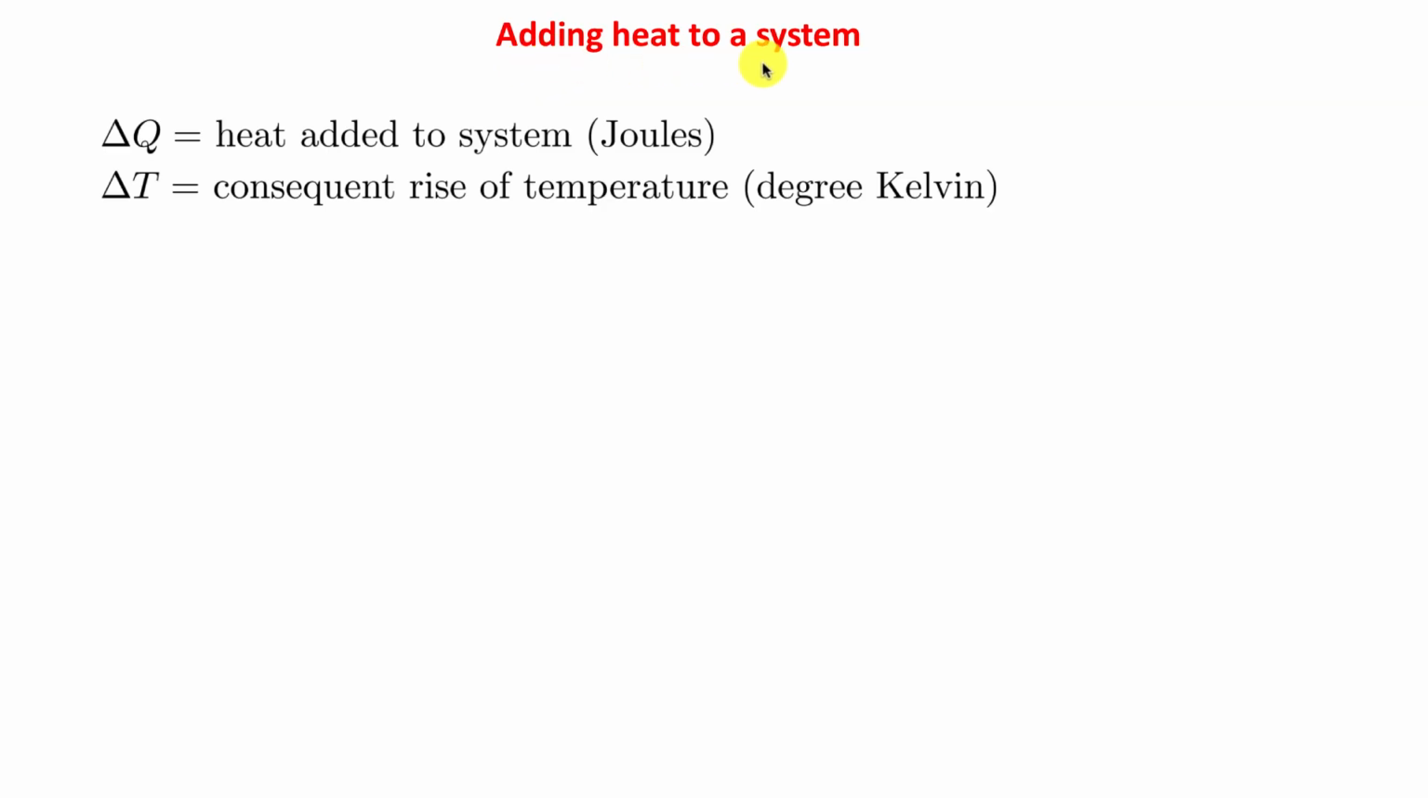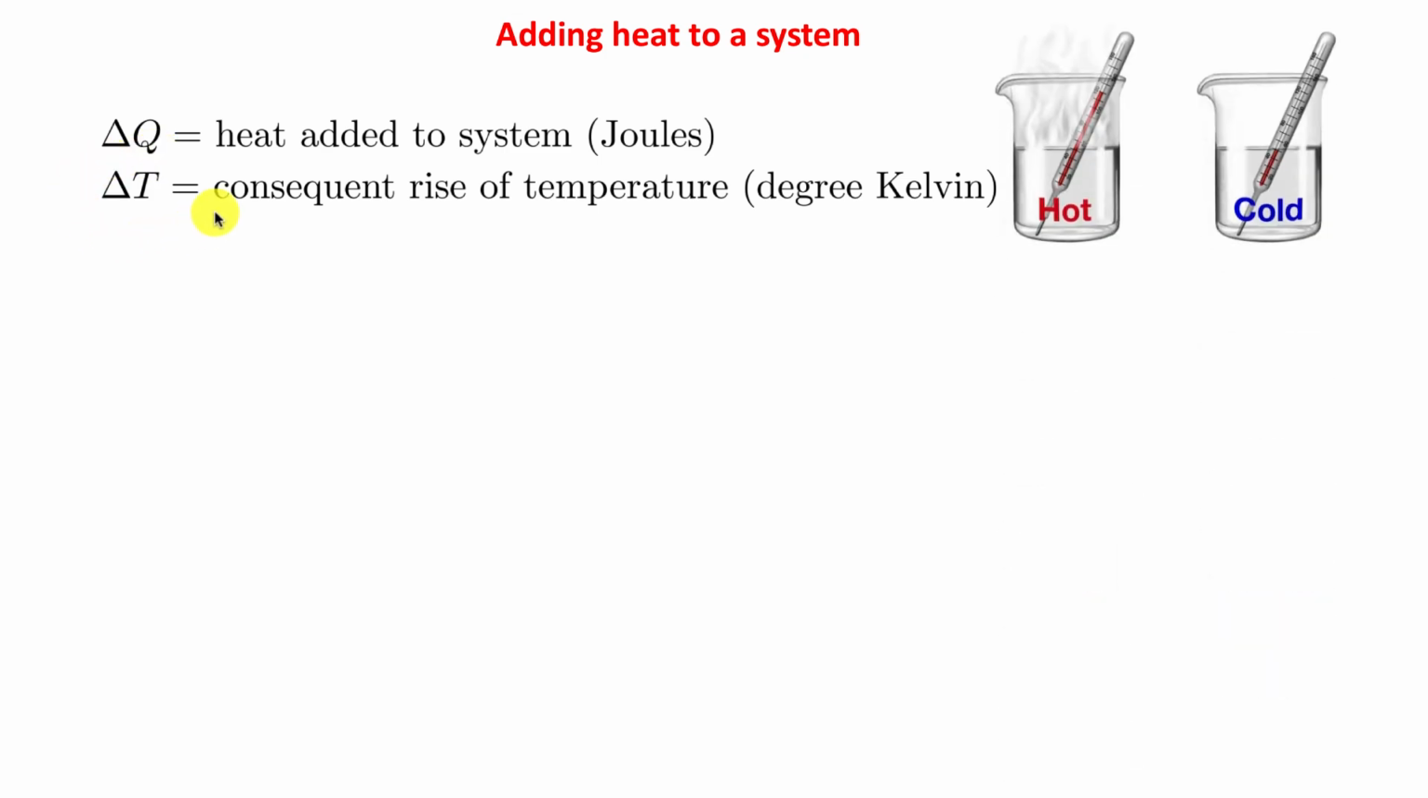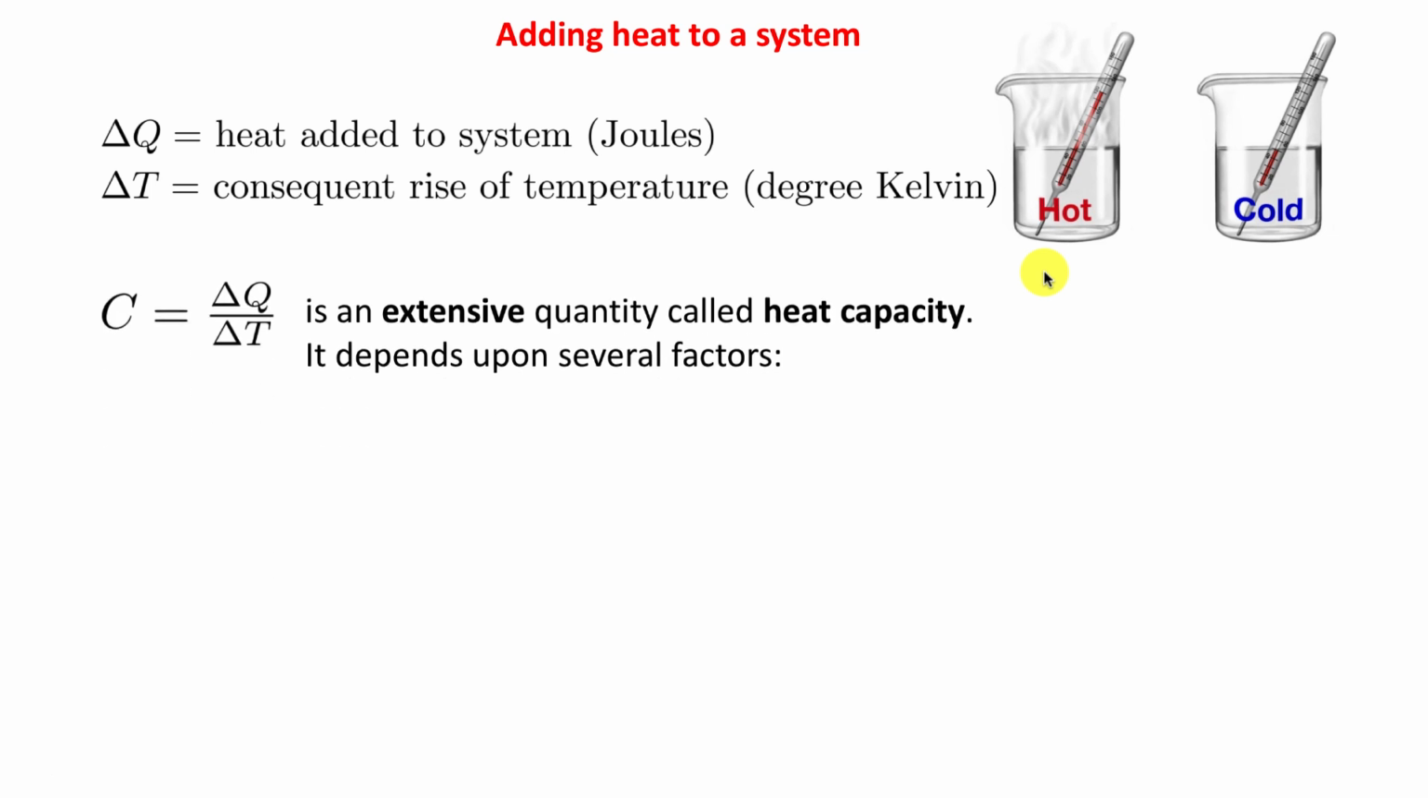Let's add heat to a system, any system. We shall put in a small amount of heat, delta Q. Now, this is to be measured in joules or whatever unit of energy that you're using. As a consequence, the temperature is going to rise by some amount. Let's call that delta T. And for now, both delta Q and delta T can be assumed to be small. So if you added the heat to this water, it gets a bit hotter.